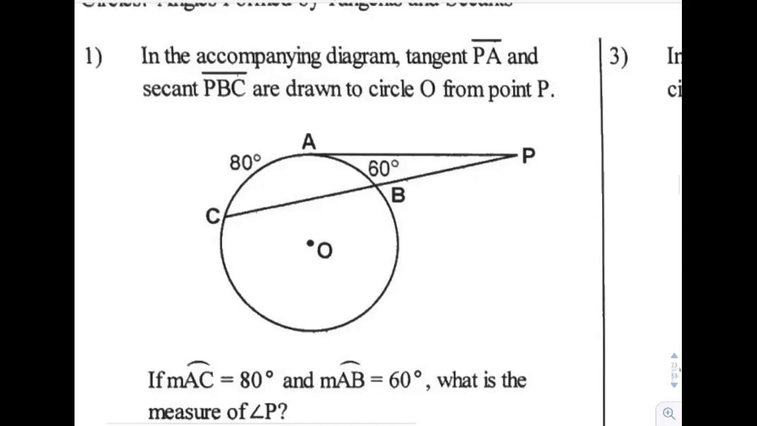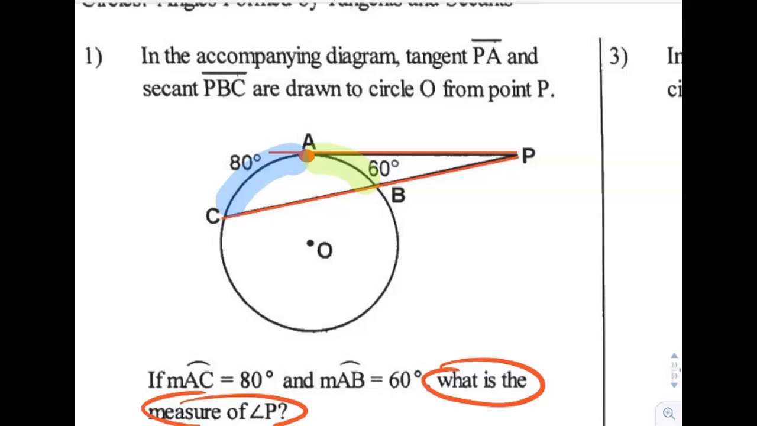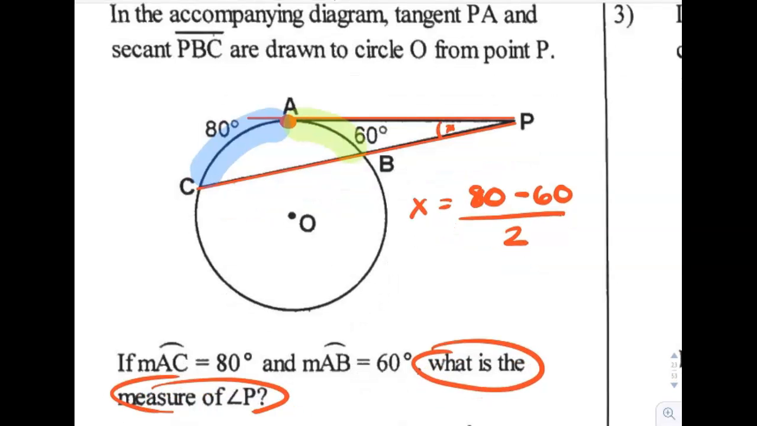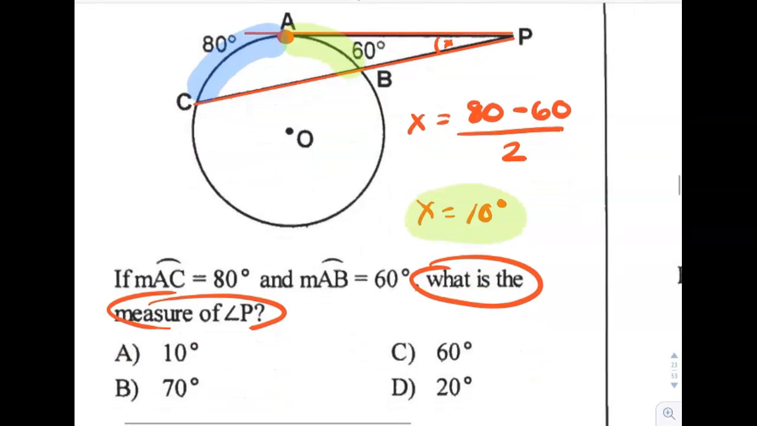So in number 1, I have what appears to be a tangent, because it bumps into the circle in one place, and a secant, right? And that formed two intercepted arcs, there and there. So it wants to know, what is the measure of angle P, right? So angle P, which is x, is the big arc minus the small arc divided by 2. 80 minus 60 is 20, divided by 2 is 10 degrees for angle P. Subtract the angles, divide by 2. Okay.